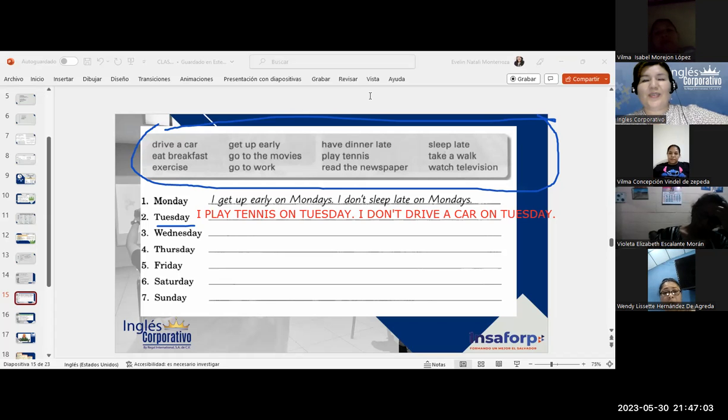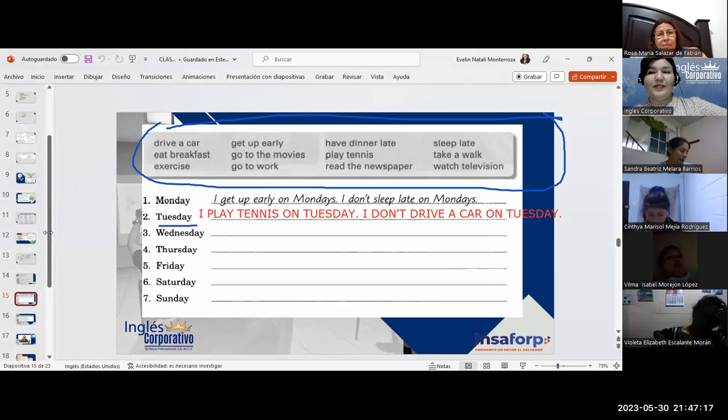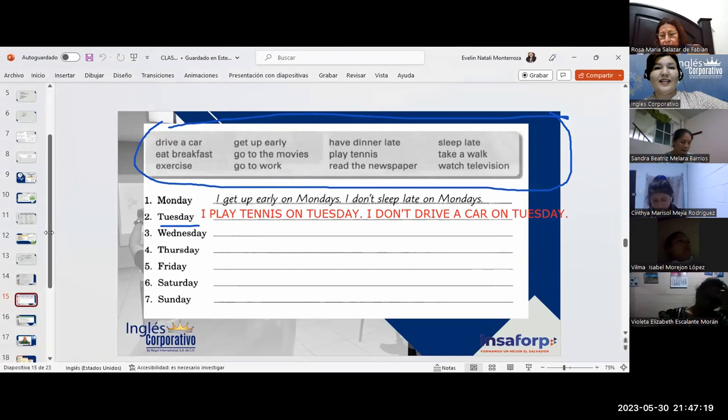Okay, good. Very good job. So let's go back to the sentences. Do you have them? Or do you have at least some examples? ¿Ya tienen al menos uno o dos ejemplos? Okay, Mayerly, go ahead.